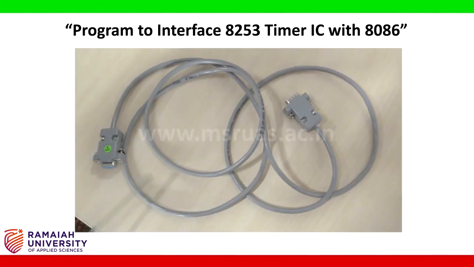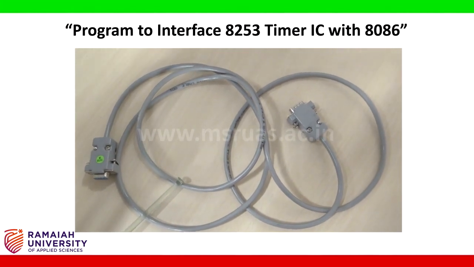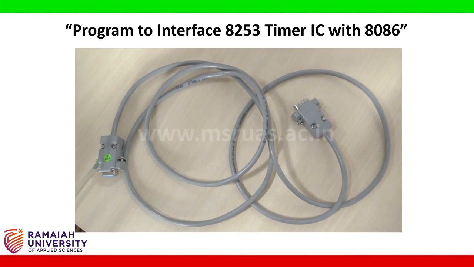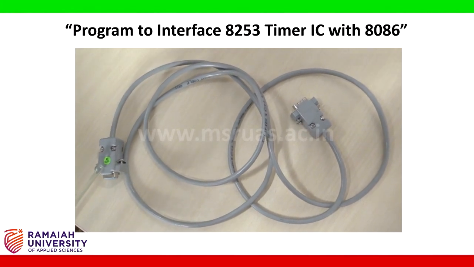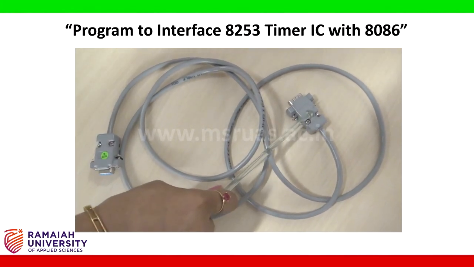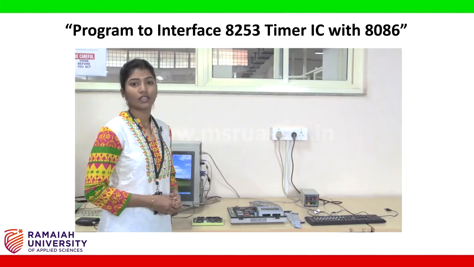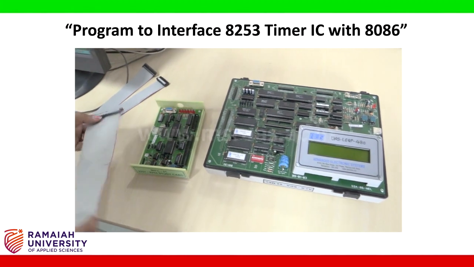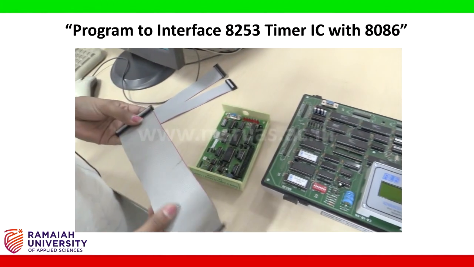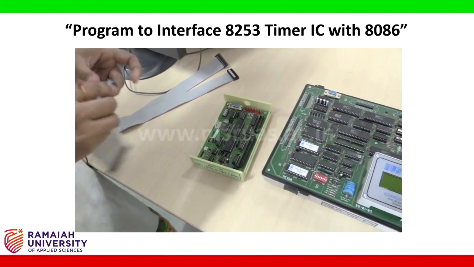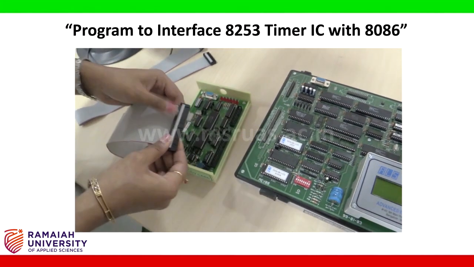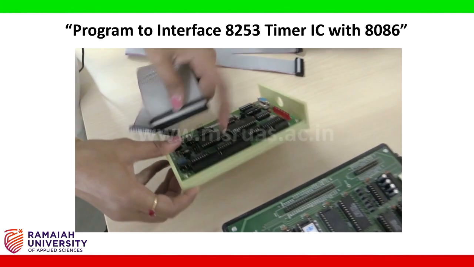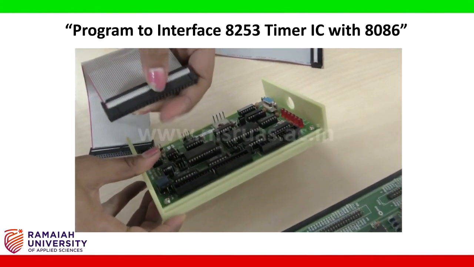RS232 cable. So this is RS232 cable which is used for serial communication. One end of it is connected to the CPU of the computer and the other end is connected to 8086 kit. Now let us start the connection. So as a first step, let us connect the 50 pin flat pin cable from the timer IC. This should be placed in such a way that this slot should be accompanied by this notch.